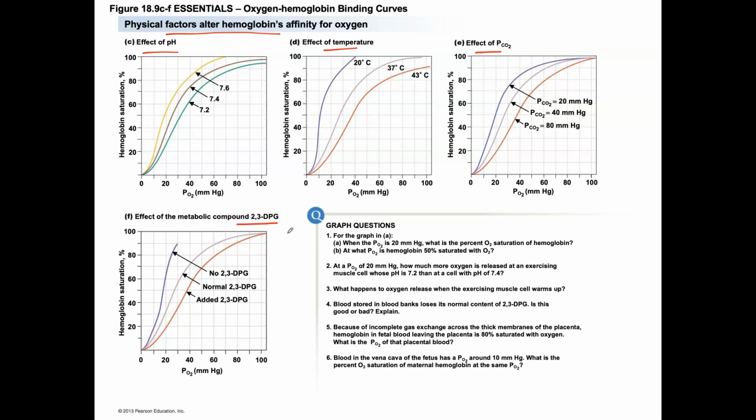This is basically a diphosphoglycerate. It's a bisphosphoglycerate that's produced in a subsidiary pathway from glycolysis. Anything that changes the way hemoglobin binds oxygen will shift the oxygen hemoglobin dissociation curve. So let's take a look at what's going on with these various factors.